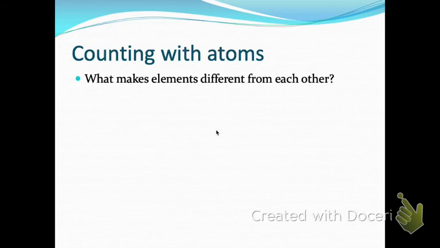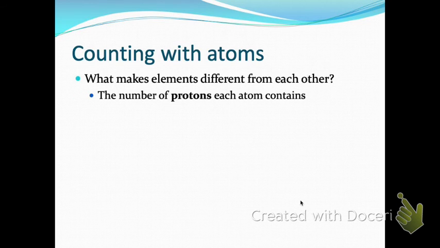Let's start talking about what makes atoms and elements different from one another, okay? There is one distinct property that makes an element different from another element. One distinct thing. Does anybody know what that is? The number of protons. The number of protons that each atom has is the one distinct characteristic that makes it different from another element. Okay, it makes a very distinct difference.